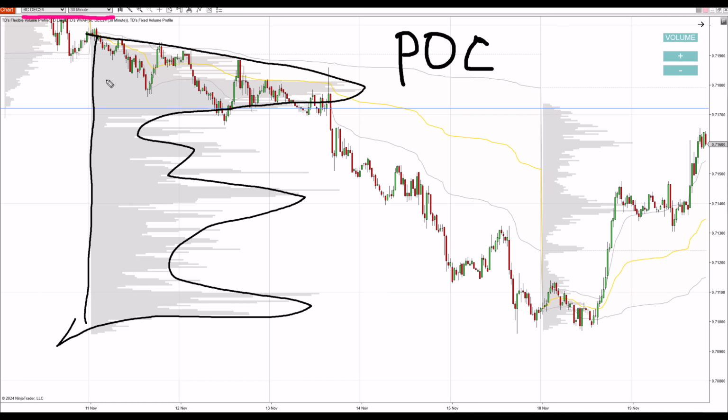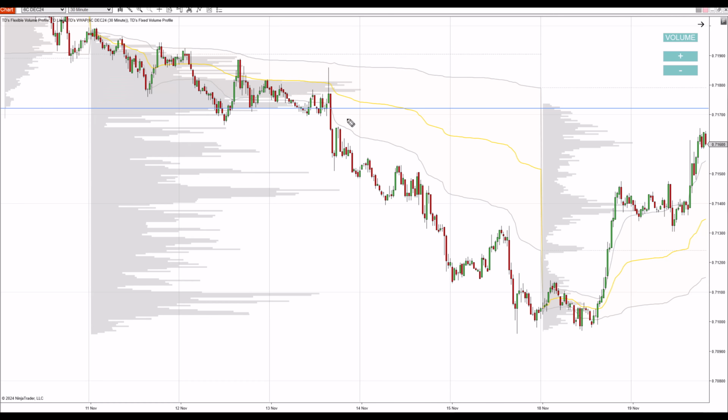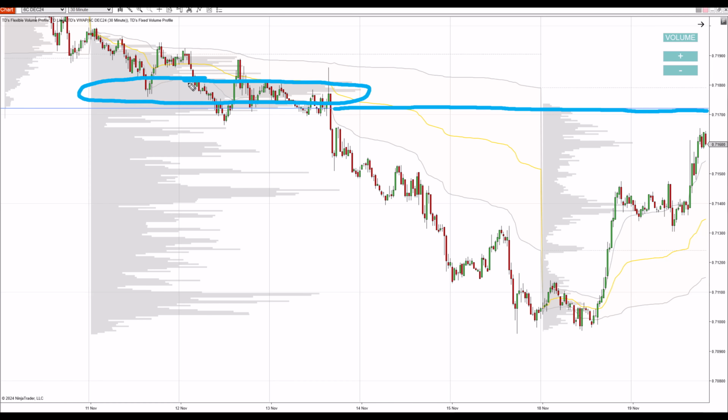In this case, the point of control is in here. And it is this heavy volume zone that I was interested in. So that blue line that you see here, that's a resistance level from which I wanted to trade. It is at the beginning of that heavy volume zone where the point of control was formed.